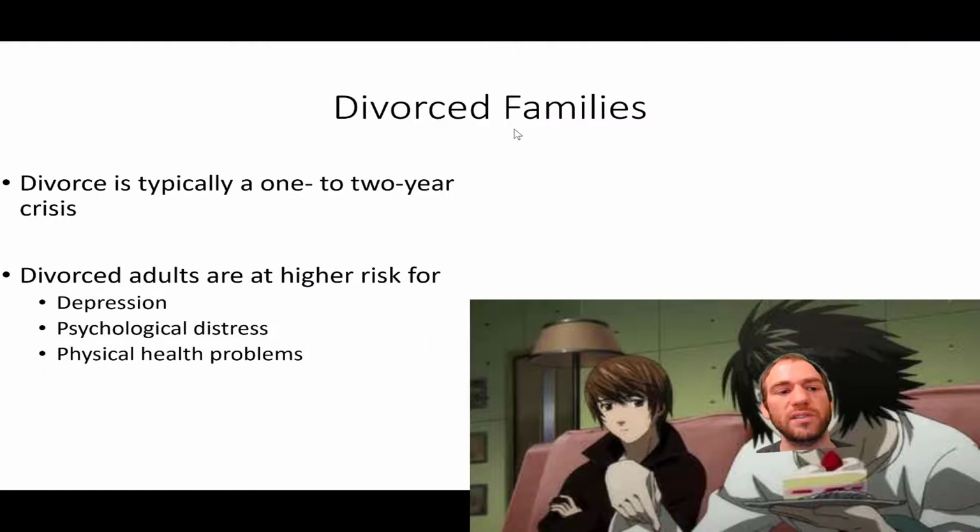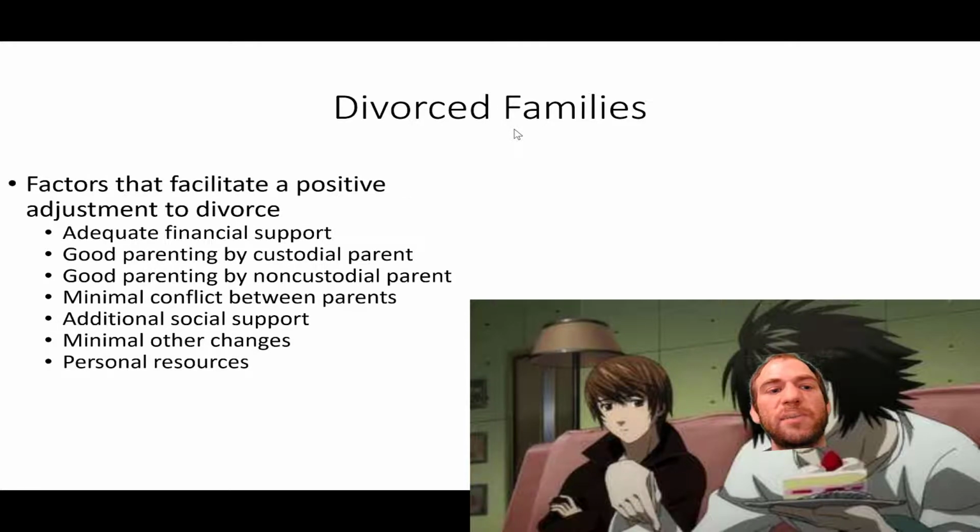Divorce is typically a 1 to 2 year crisis. Divorced adults are at higher risk for depression, psychological distress, and physical health problems. Factors that facilitate a positive adjustment to divorce: adequate financial support, good parenting by the custodial parent, good parenting by the non-custodial parent, minimal conflict between parents, additional social support, and minimal other changes in personal resources. So obviously there can be positive adjustments associated with divorce, contributed to by the classic things we understand here: minimal conflict between the divorced parents, having social and financial resources, and having social support in general, all contributing to a greater likelihood of a positive adjustment following divorce.